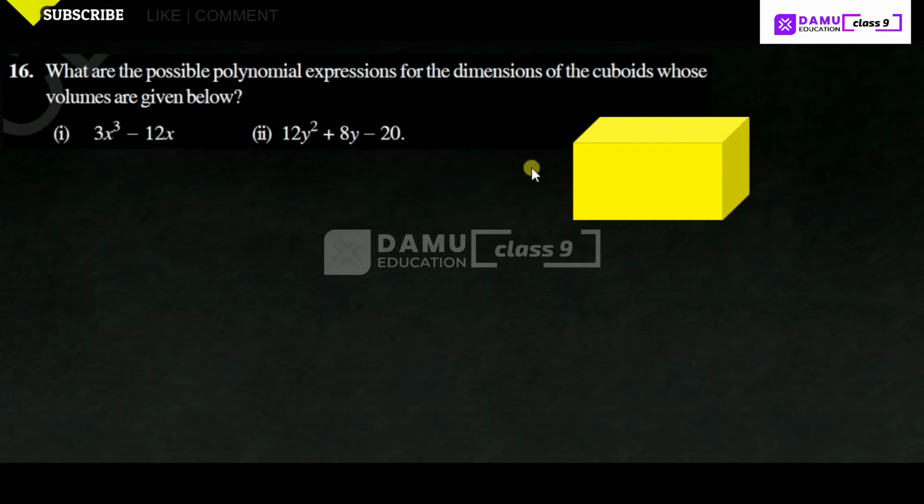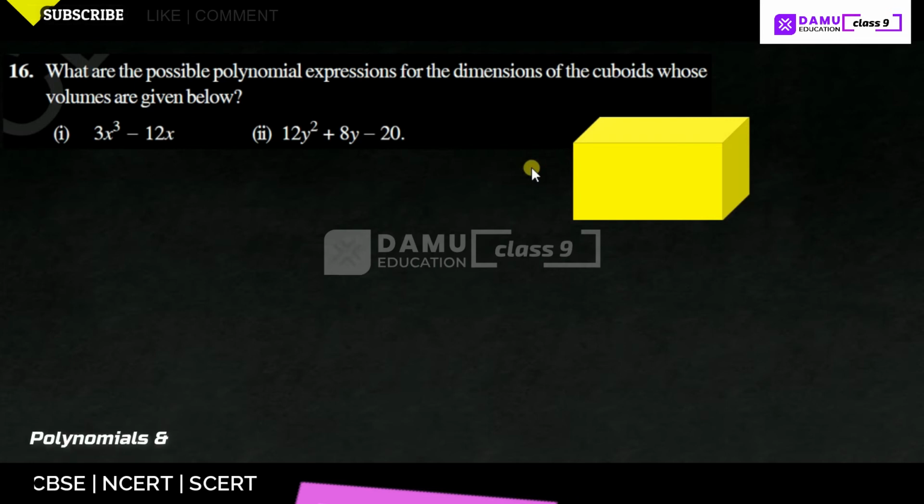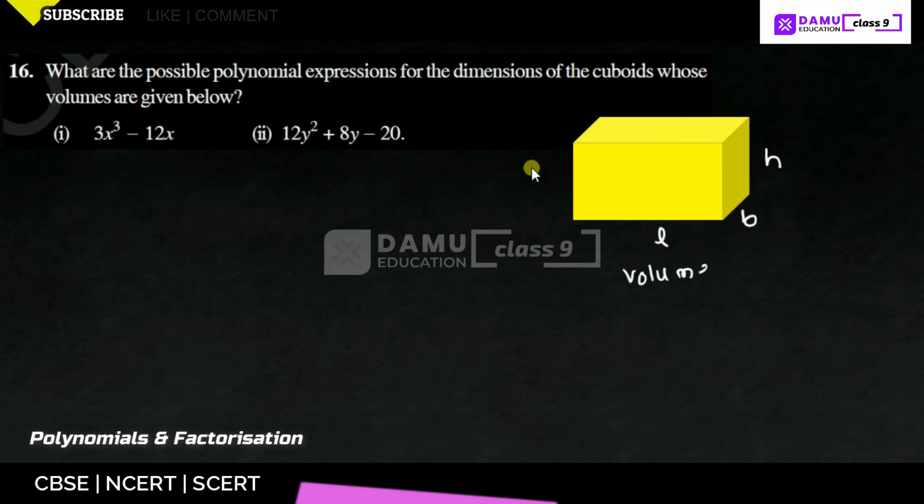So in this module, we are going to discuss the 16th one. What are the possible polynomial expressions for the dimensions of the cuboids whose volumes are given? So let's take a cuboid where all dimensions are different: length, breadth, height. Then what is the volume of the cuboid? Volume of the cuboid will be equal to length into breadth into height, in centimeter cube. Let's take this as length L centimeter, breadth centimeter, height centimeter. It is three-dimensional, so volume will be equal to LBH.